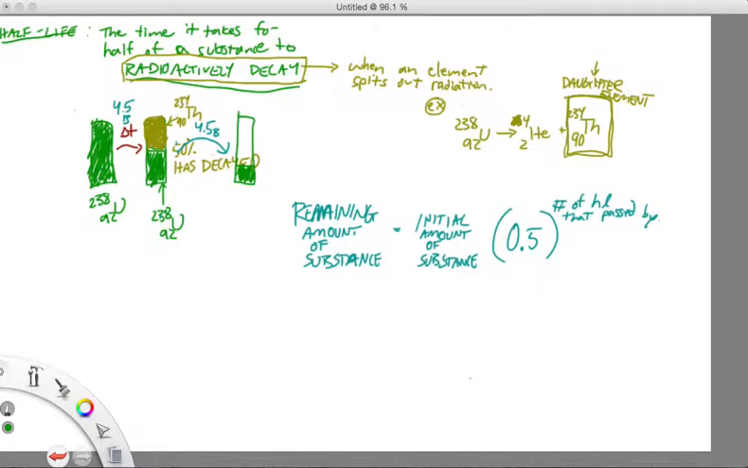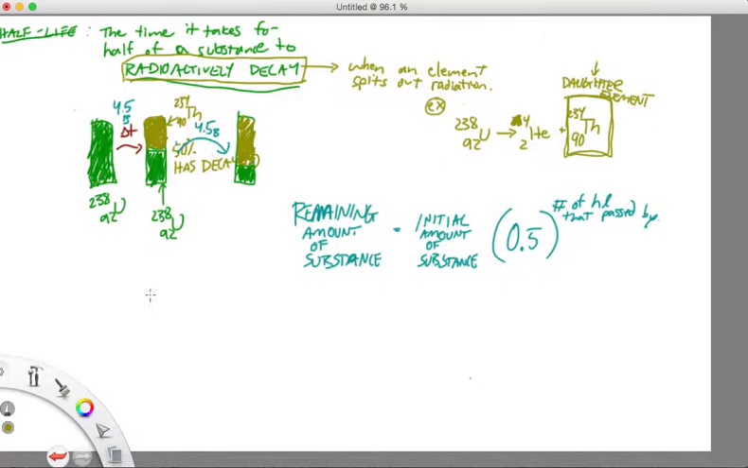And the asparagus color would be 75% of this bar now. So this would be thorium, and the other part would be uranium remaining. It would only be 25%. So every time it gets halved, if you raise 0.5 to the power of the number of half-lives you have, and then multiply that by the initial amount of substance, that'll give you how much is left over.